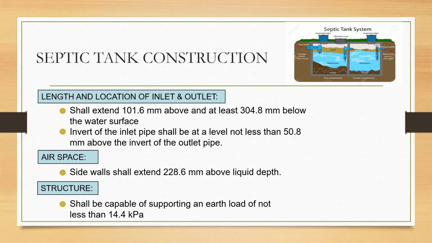Okay? So for the airspace, sidewall shall extend to 8.6 mm above liquid depth. So ang karaniwan ko pong ginagamit dito is 300 millimeters or 0.3 meters. Now for the structure, mababa lang po yung sinabi dito ng code, 14.4 kilopascal lang, capable of supporting an earth load. Pero that is equivalent to 2 PSI. Sa engineering students, discuss po sa atin ito kung paano kunin, no, yung pressure. Okay?